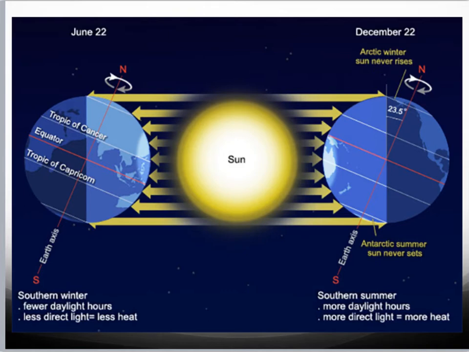Let me ask you this. When we're having our winter, what's the southern hemisphere experiencing? In the southern hemisphere, their axis is tilted away from the sun. So they're going to have winter while we're having our summer. And if we look over here, in the northern hemisphere, our axis is tilted away from the sun, so this is our winter. In the southern hemisphere, the axis is tilted towards the sun, so they're having summer. So the seasons are opposite in the northern and southern hemisphere.